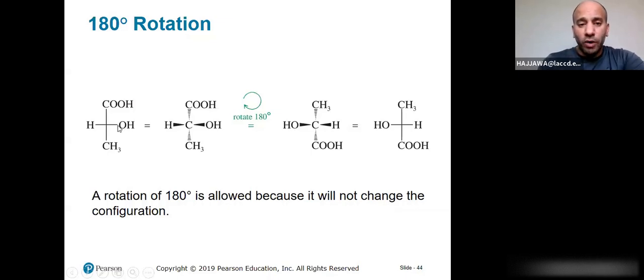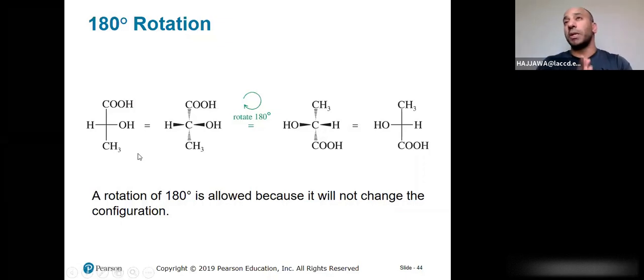So oxygen first, then carbonyl next, so that's a counterclockwise. Hydrogen is up, so that's an R. How about this one? What do I have? Hydrogen, oxygen, carbonyl, so that's a counterclockwise. Hydrogen is up, so that's an R configuration as well. So what do I get out of this? When I rotate a Fischer projection 180 degrees, I will end up having the same exact compound.